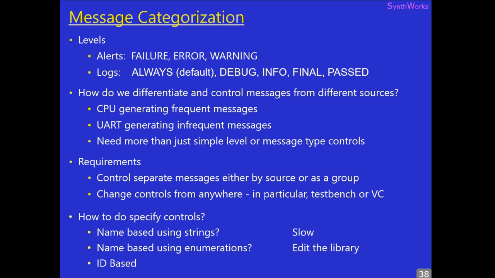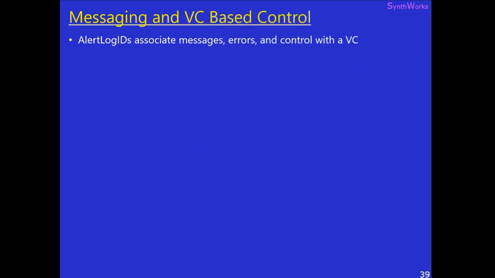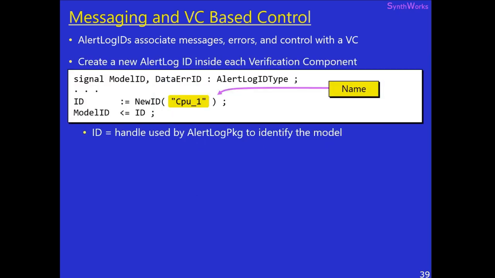So what we do instead is what I call ID-based. In ID-based, we have an ID associated with different levels, different categories of messages. Typically, a verification component is going to have its own ID associated with it. For example, we might set the ID up to be the instance label of that verification component. That's usually how I set it up. And we could manually enter that into the verification component. That's not how I do it.